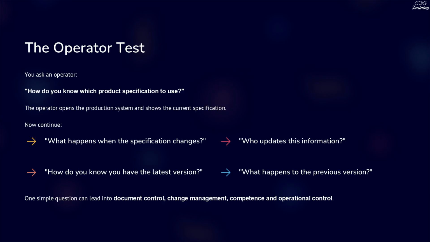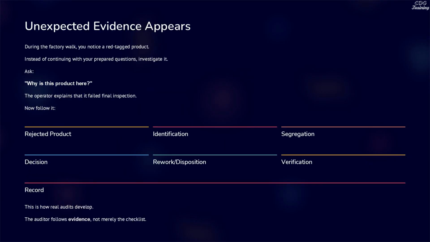Engage with operators to understand how specifications are managed. This dialogue can reveal crucial insights into document control and operational competence. Unexpected evidence can appear during audits. Investigate these anomalies to uncover deeper insights and ensure a thorough audit process.